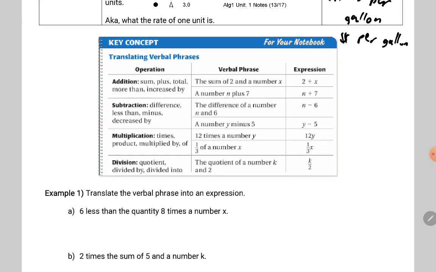Multiplication. We use times, product, multiplied by, of, like 3 of 5. We usually use of when we're talking about percentages, like 25% of 100, which means we multiply 100 by 0.25. So 12 times a number y is 12y. 1/3 of a number x is 1/3 x.